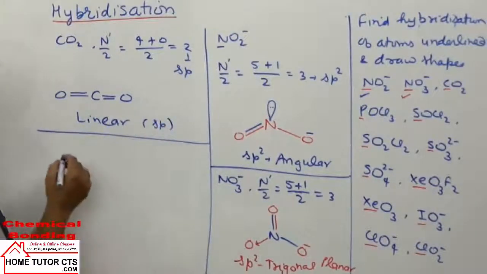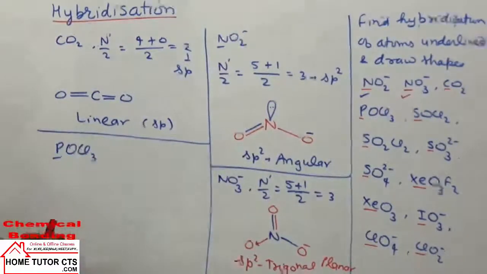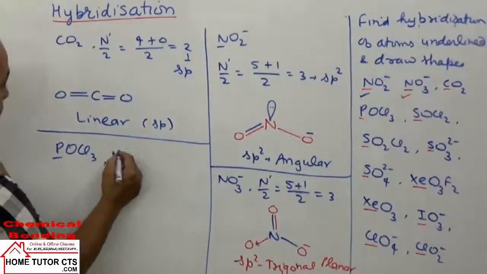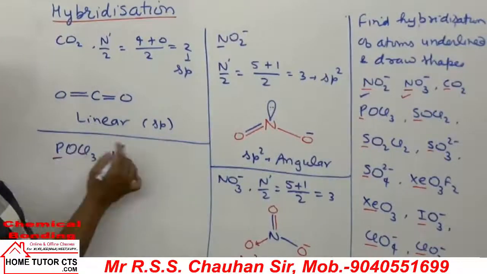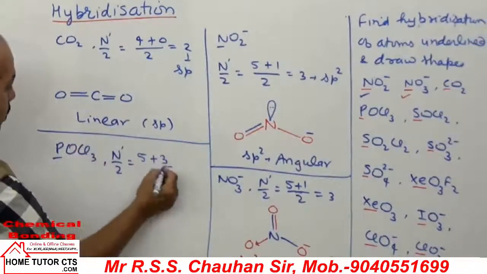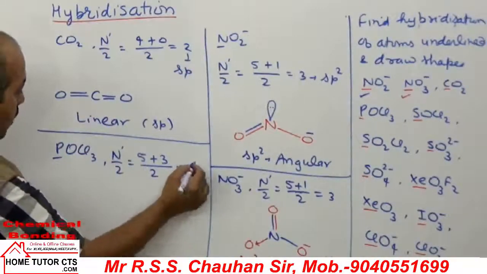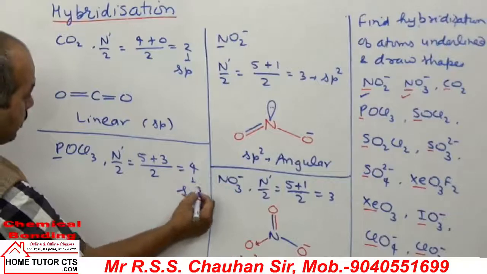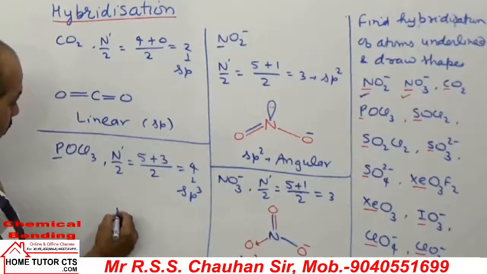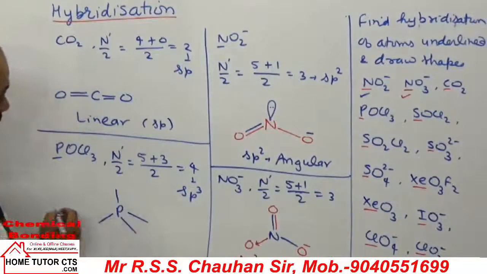Next we can take the example POCl3. Here phosphorus is the central atom. For phosphorus, first find the N dash by 2 value. Phosphorus has 5 electrons in the valence shell plus 3 chlorine atoms, leaving oxygen being divalent. Divided by 2, it gives 4. 4 means hybridization sp3, so for phosphorus draw the tetrahedral geometry.